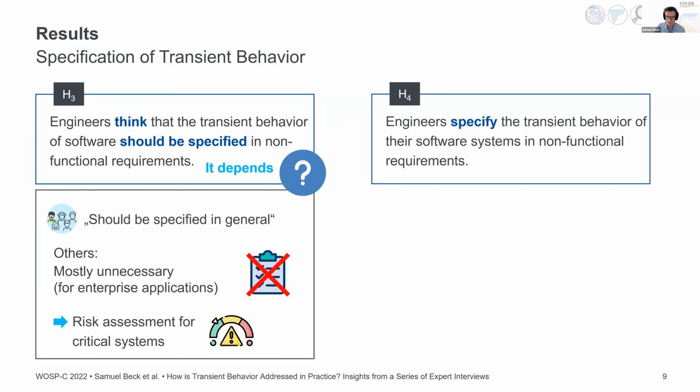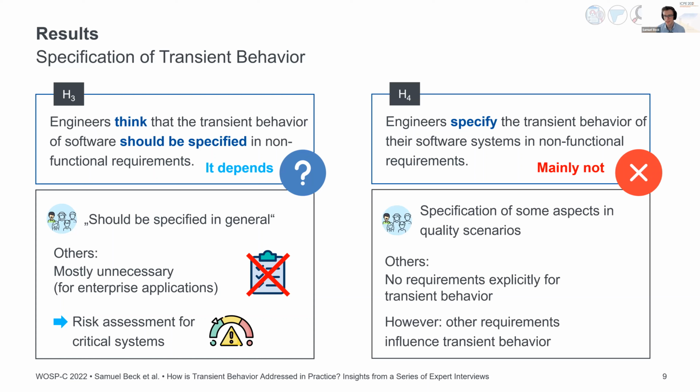So the next hypothesis, that engineers actually do specify transient behavior, is quite easy to answer based on that. That's mainly not the case. Again, only one interviewee said that in his organization, the engineers do specify some aspects of transient behavior in quality scenarios explicitly, and the others stated that they do not specify requirements for transient behavior. However, some other quality scenarios for other quality attributes also kind of implicitly influence transient behavior.